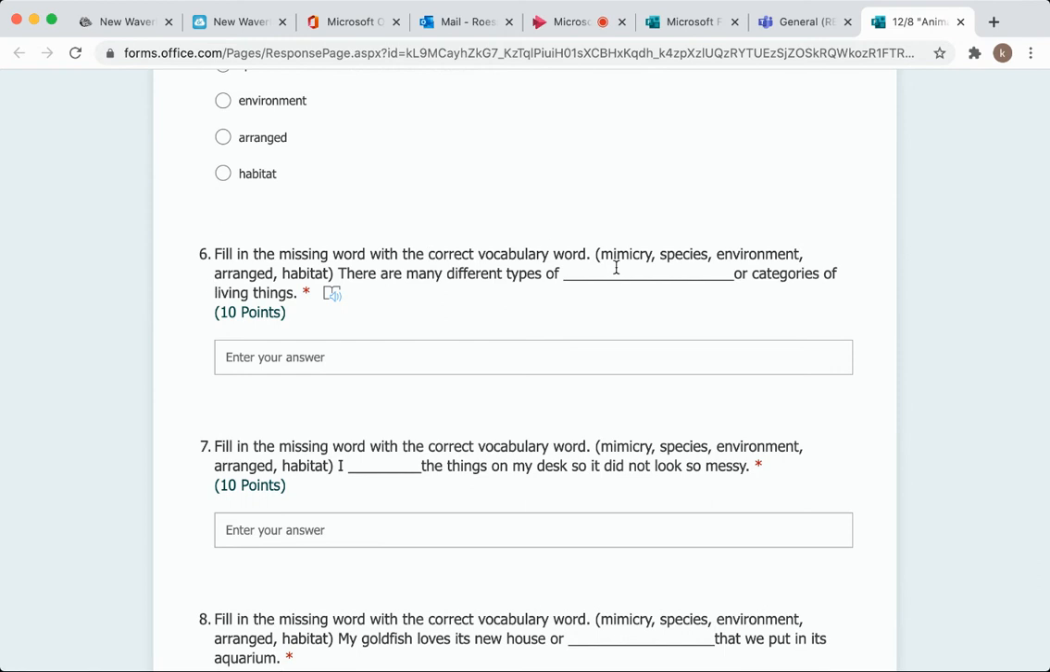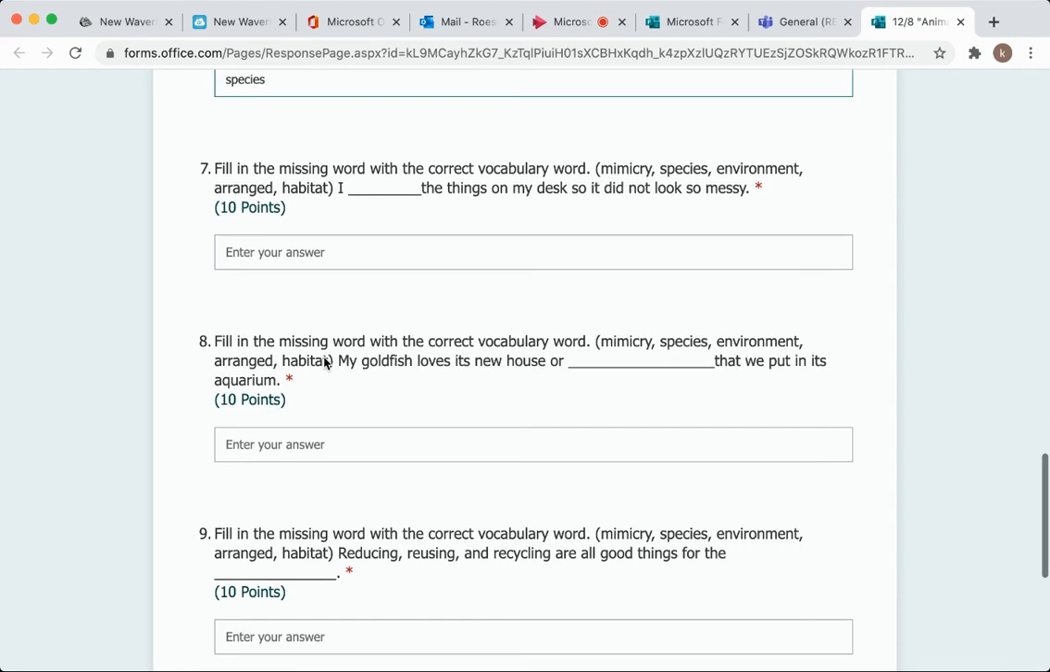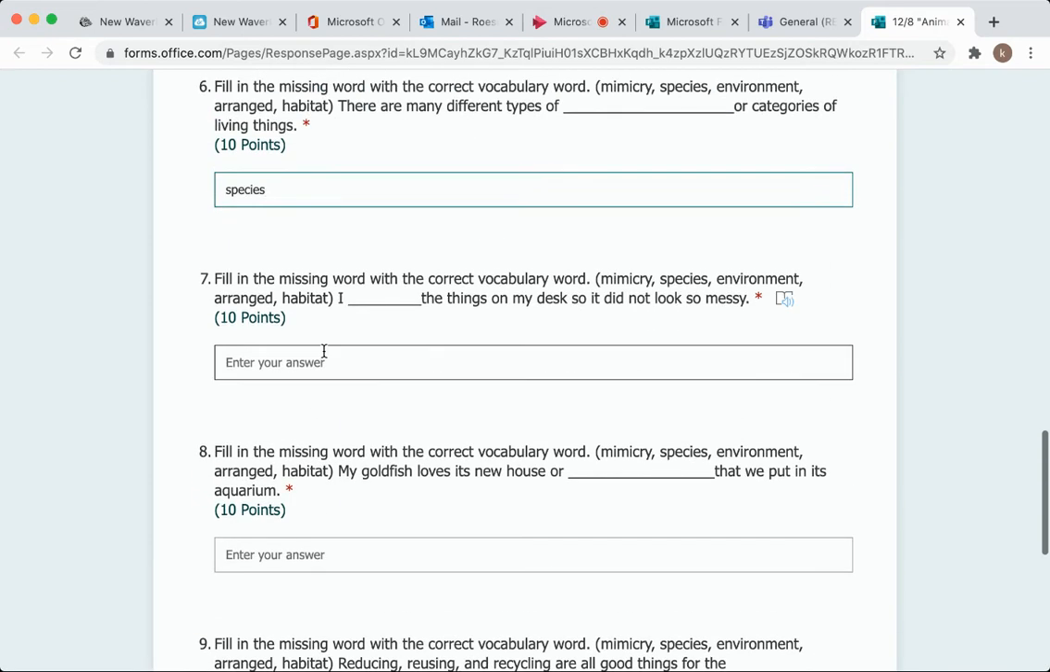So I've listed the words again for you: mimicry, species, environment, arranged, and habitat. There are many different types of blank or categories of living things. So whatever your answer would be there, you would type here. Okay, I know that is a species. So you type it in there. And you do that all the way down and hit submit.